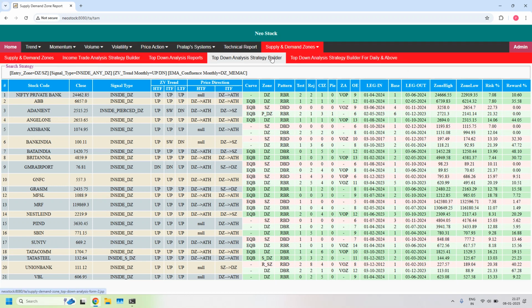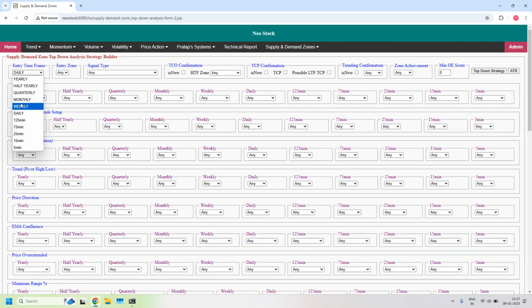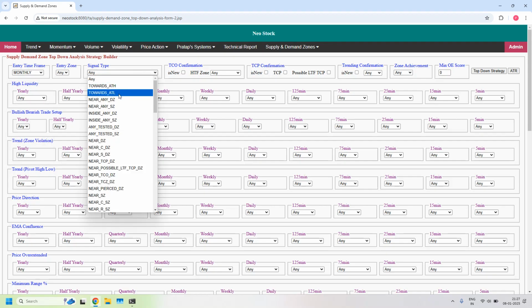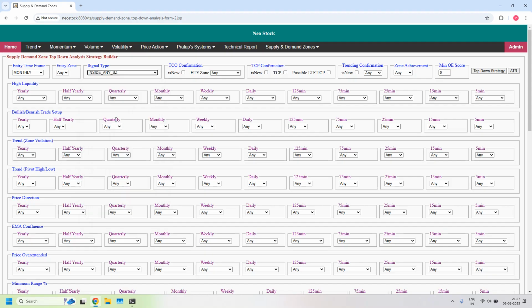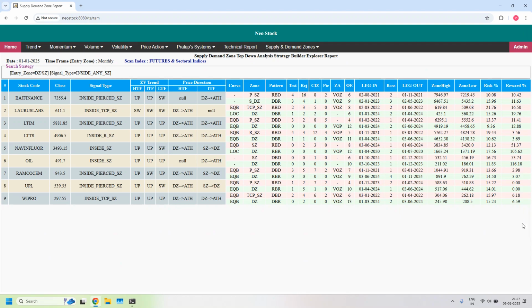Similarly, let us look for monthly pierced supply zones. So monthly time frame, price closed inside the monthly supply zone. Let's filter. We got 9 stocks. We got 9 stocks. Currently price closed in these 9 monthly supply zones.